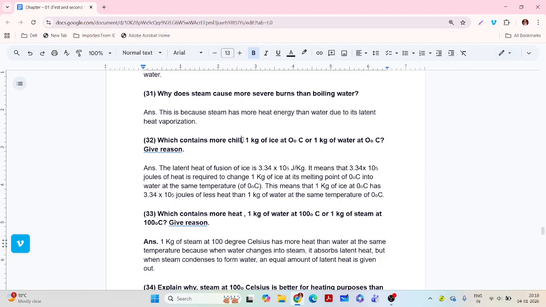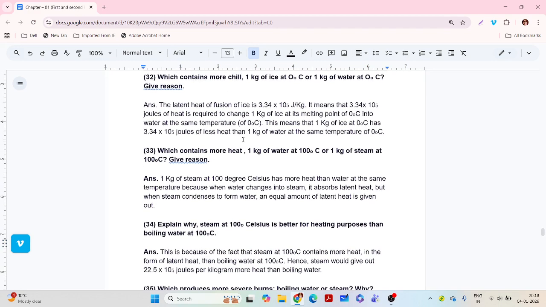Read the last line. Remove this joule per kg now, okay. 1 kg of ice at 0 degree Celsius, it has absorbed extra latent heat of fusion. That is why it would be more cooler than water at the same temperature. Which would give more heat, steam or water? Steam, because it has absorbed extra latent heat of vaporization.